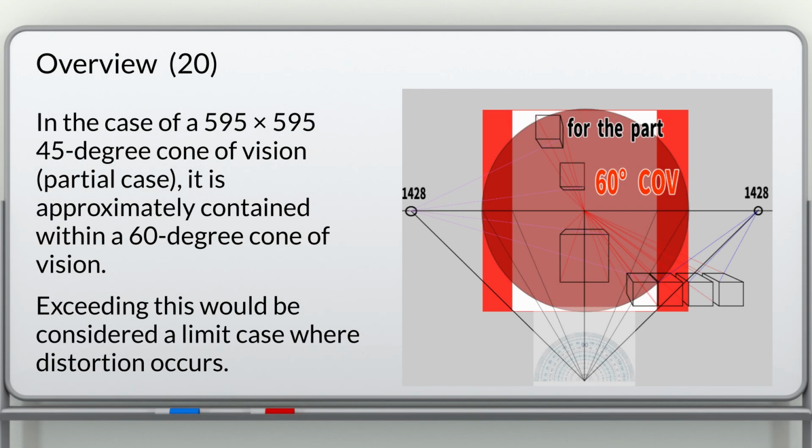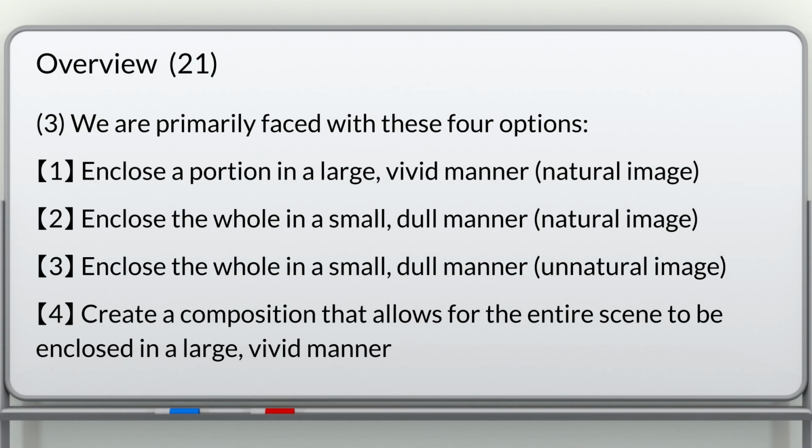In the case of a 595 times 595 45-degree cone of vision, it is approximately contained within a 60-degree cone of vision. Exceeding this would be considered a limit case where distortion occurs. We are primarily faced with these four options.